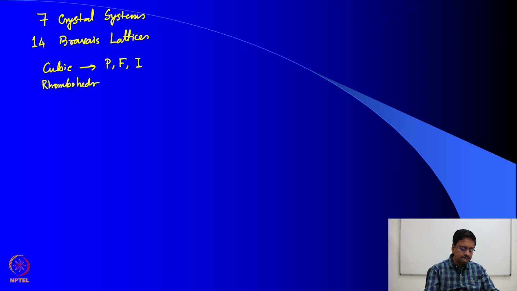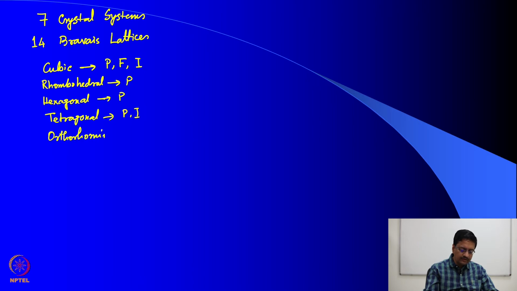In case of rhombohedral, you can have only primitive lattice. In case of hexagonal, one can only have a primitive lattice. Tetragonal, one can have primitive and body-centered lattice. Orthorhombic system can have everything: primitive, face-centered, body-centered, and one of the faces centered.